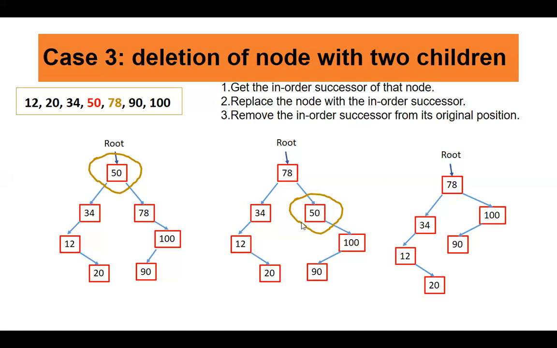Now 50 is here. Now what you need to do, you need to delete it as a node with one child. Fine, as we saw in case 2. So you need to apply case 2 here. We'll delete the node with one child. Fine. So after deleting this, what will happen? 100 will move up. So this is the tree after you delete your root node. Is it fine? Deletion of a node with two children.